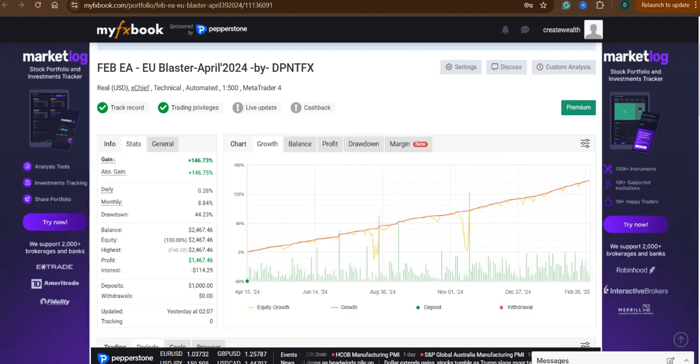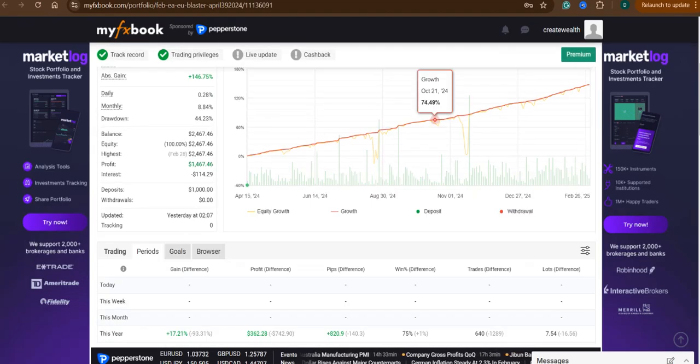Sometimes when there is a one-sided movement, or it is very range bound, when the expert advisor or maybe the currency is stuck in between a range, sometimes it happens that the trade would be open for a couple of days, right?